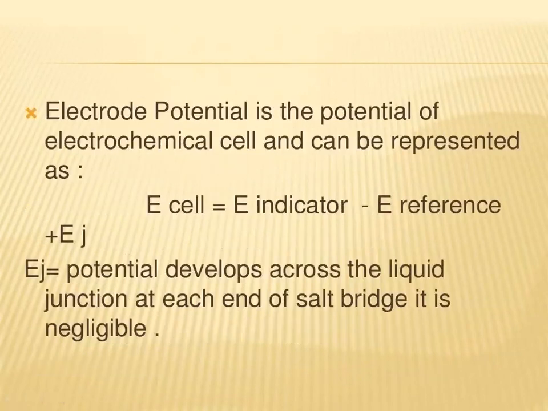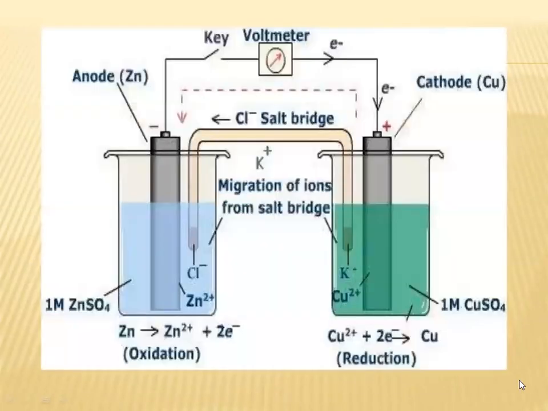Okay, now the electrode potential is the potential of the electrochemical cell, and we express it with this formula: E of cell is equal to E of indicator, that is the potential of the indicator electrode, minus E of reference, that is the potential of the reference electrode. Now plus E of J, this is the potential which is developed across the liquid junction at each end of the salt bridge, but it is very small, so it is negligible. So our final equation will become: E of cell, that is the potential of the cell, will be the potential of the indicator minus the potential of the reference electrode.